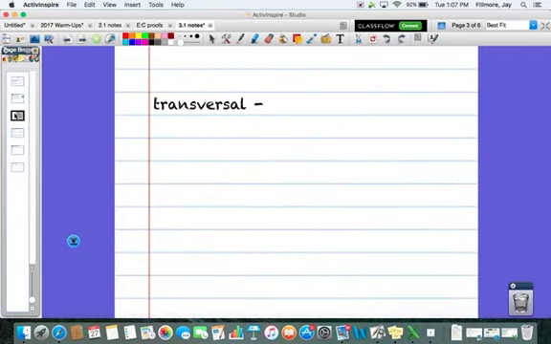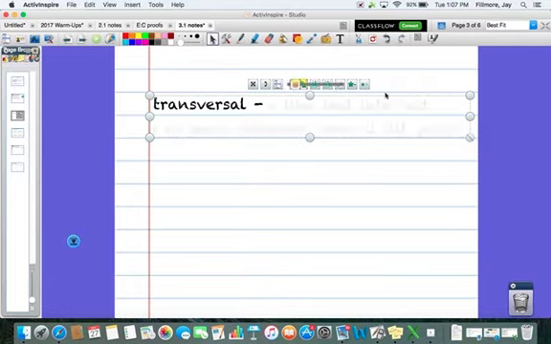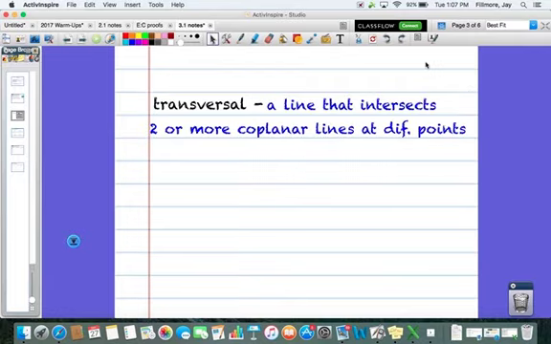If I can get this to work. There we go. Transversal. It's a line that intersects two or more coplanar, so not skew, lines at different points. So it's coplanar. This is all stuff that's flat in the same plane.